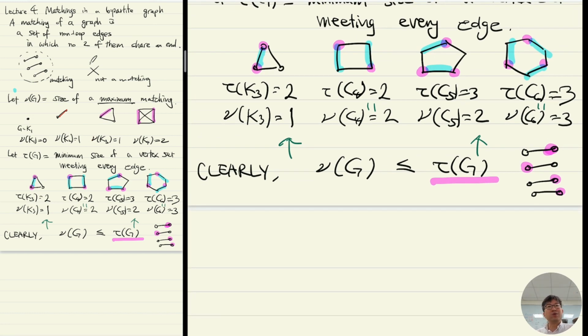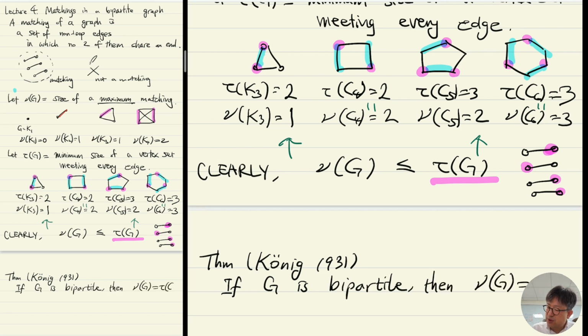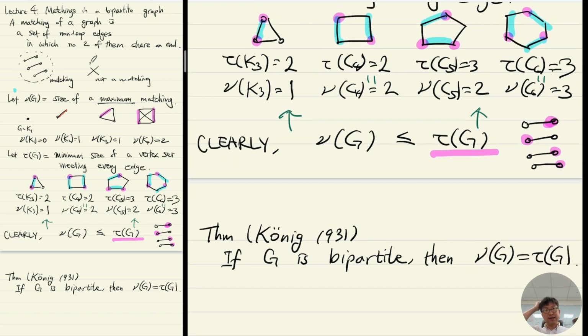But in general, the equality does not hold, right? We are seeing this counterexample over here. Equality doesn't hold. Here's another example where the equality fails, right? Now, here's a theorem of Koenig in 1931 saying that if a graph is bipartite, then nu of G is equal to tau of G. So surprisingly, as long as the graph is bipartite, this natural upper bound gives the exact number. Okay, and Koenig is the first one who wrote the textbook on graph theory, in German, in the 1930s.